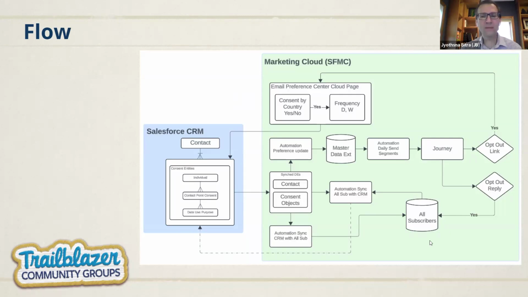So here's another example where we're going to need to use another automation. If all subscribers is the database of record for that moment, we're going to want to make sure that we update the consent model from all subscribers. Sorry, I was saying this automation updates all subscribers. This automation is the one that's using all subscribers to update the consent model. So a bunch of different automations there.